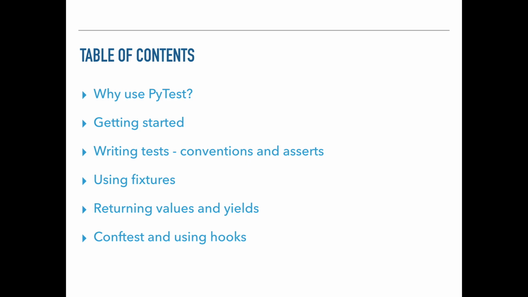We'll start with the agenda for today. We'll start by asking ourselves why do we even need to use PyTest. We'll install PyTest in PyCharm and make it usable for our project. We'll write tests by using the conventions, and we also learn how to add asserts. We'll study how to use fixtures. We'll return values and yields. And in the last part, we'll discover what is Conftest and how can we use PyTest hooks.